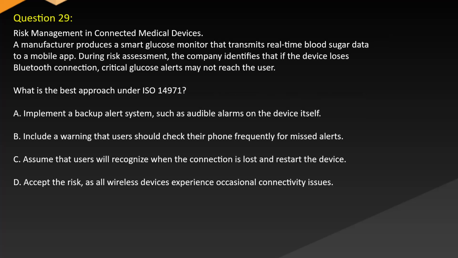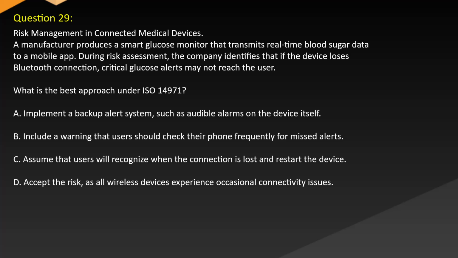Question 29. Risk management in connected medical devices. A manufacturer produces a smart glucose monitor that transmits real-time blood sugar data to a mobile app. During risk assessment, the company identifies that if the device loses Bluetooth connection, critical glucose alerts may not reach the user. What is the best approach under ISO 14971?